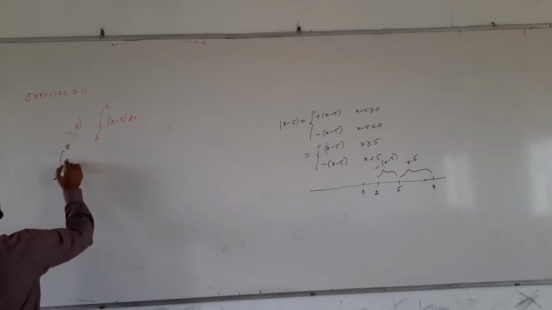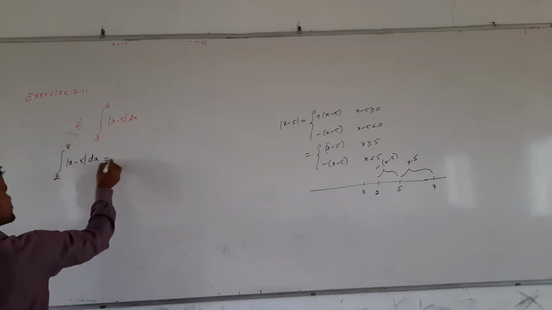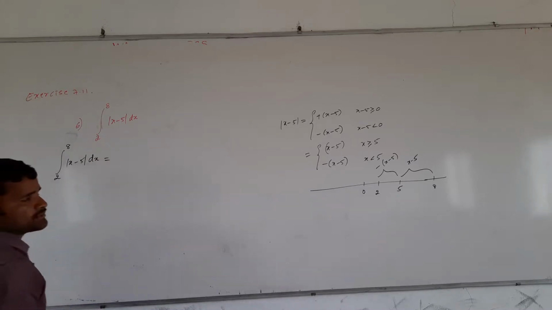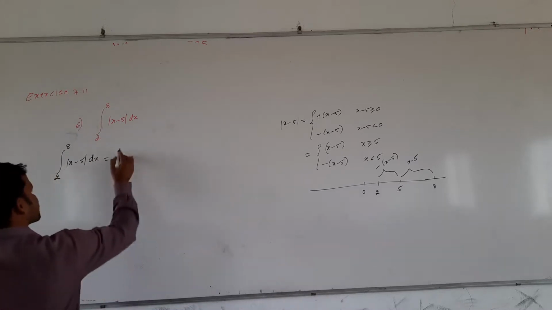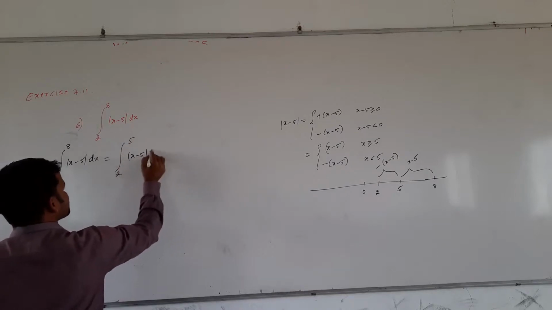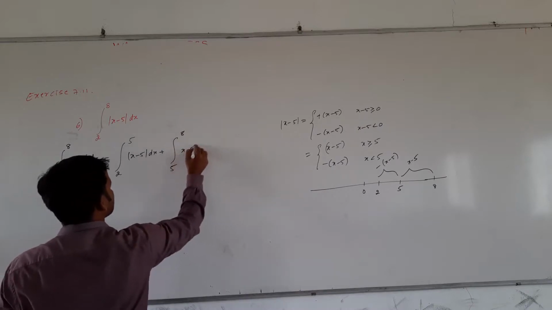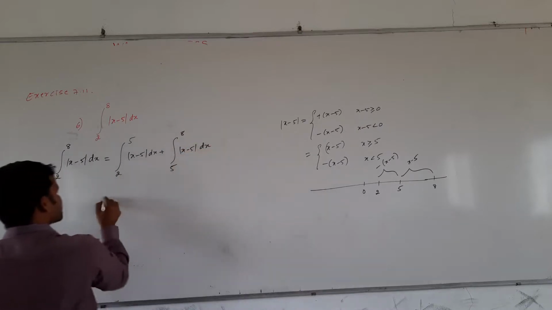Yes. Now, integrating from 2 to 8, modulus of x minus 5 into dx is equal to, we will split it into sum of two integrals. First one is 2 to 5 modulus of x minus 5 into dx plus of, next one is 5 to 8 modulus of x minus 5 into dx.